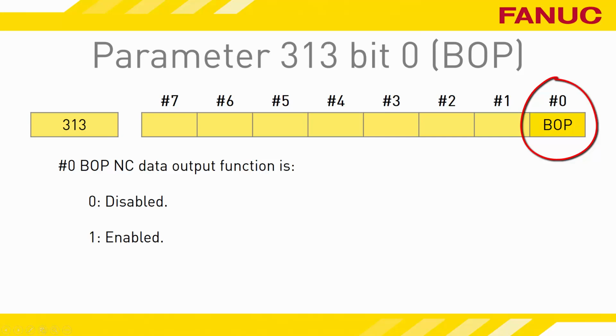Parameter 313 bit 0 determines if the data output function is enabled or disabled. To back up data, this parameter must be set to a 1.